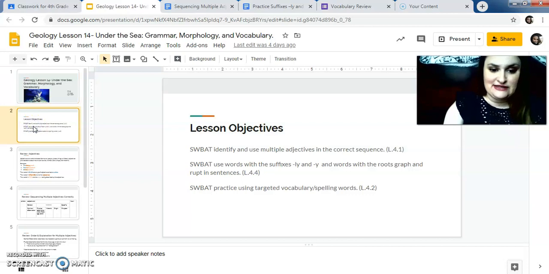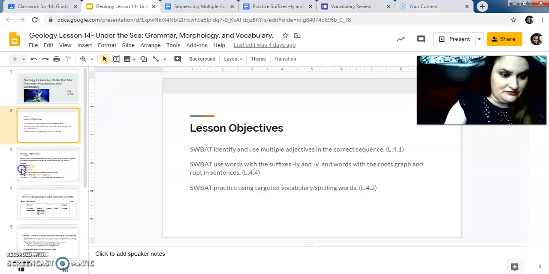Your lesson objectives today are to identify and use multiple adjectives in the correct sequence, and to use words with the suffixes -ly and -y, and words with the roots graph and rupt in sentences. Remember that the root graph means to write, something written, and rupt means to break or explode, like erupt. Basically, it means to explode.